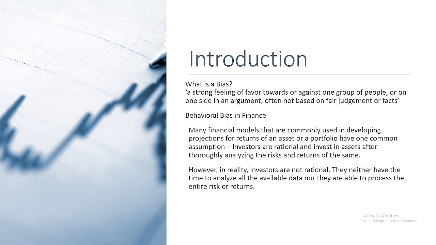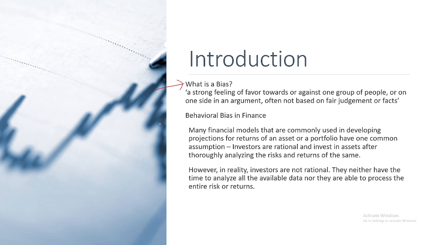So before we go into the behavioral biases of an individual, we first need to understand what is a bias. If you do a quick Google search, you'll find the definition of bias as a strong feeling of favor towards or against one group of people, or maybe one side of an argument, often not based on fair judgment or facts. Simply put, it is basically having a predetermined outlook towards a person or an argument, and in our case, towards assets that we'll be dealing with.